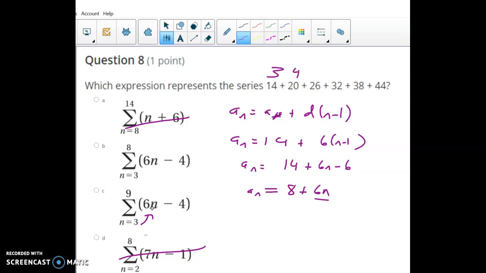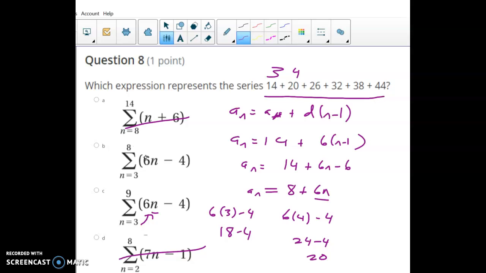So we could test it out. If it was 3, we get 6 times 3 minus 4. So we get 18 minus 4, and that does match the 14 for the third term. Similarly, for 4, we should get 20. So if I do 6 times 4, I'm just putting a 4 in right here. 6 times 4 minus 4, that would be 24 minus 4, and that would be 20. Okay, so it's working out to give us the right number.